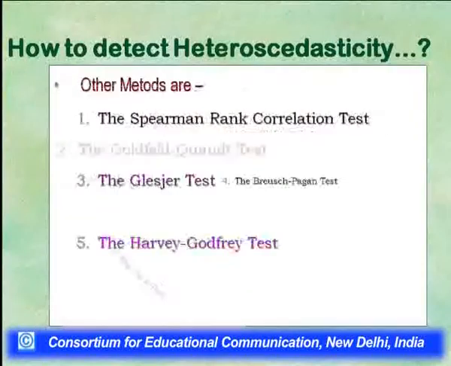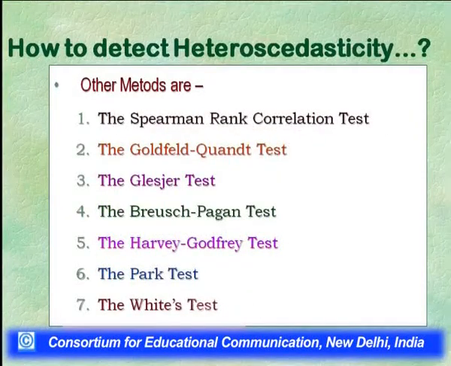How to detect the heteroskedasticity here? There are certain other methods. Besides the graphical method which we have already done, we have the Spearman rank correlation test, the Goldfeld-Quandt test, the Glejser test, the Breusch-Pagan test, the Harvey-Godfrey test, the Park test and the White test. There are 7 methods which we have discussed for how to detect heteroskedasticity.